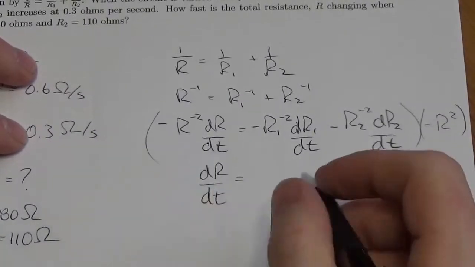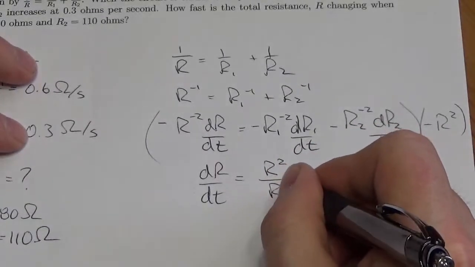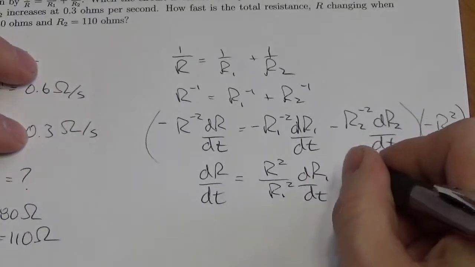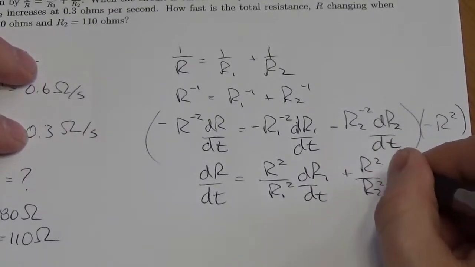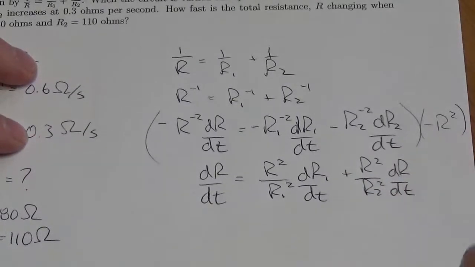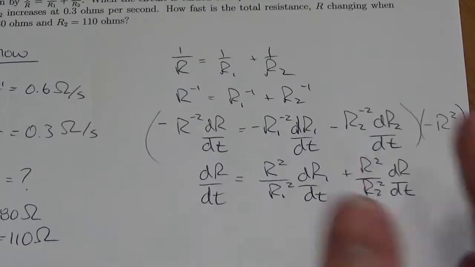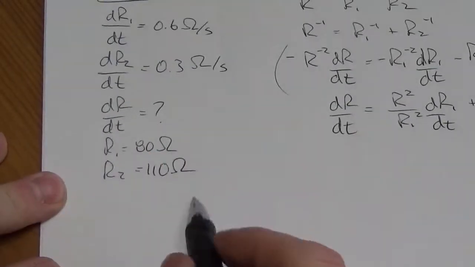Okay, let's cancel on the right-hand side, and I'll be left with R squared over R1 squared dR1 by dt plus R squared over R2 squared dR2 by dt. Awesome. Now I've got almost everything I need, except I don't know what R is. But that's okay. That's why they gave us this little bit of information right here.